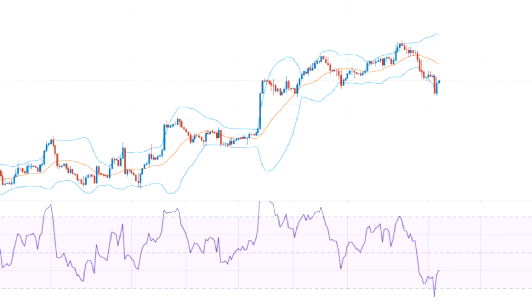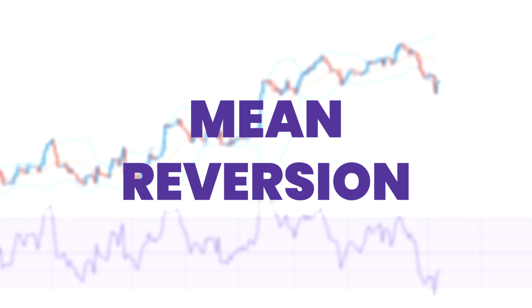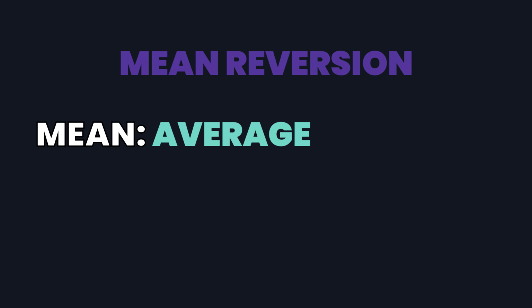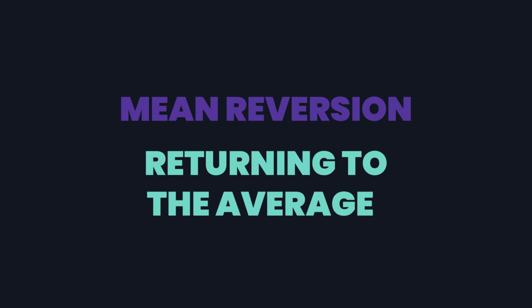So there are two different strategies you can choose from when using these indicators. Both of these strategies are built around the concept called mean reversion. What's mean reversion, you may ask? Well, mean refers to the word average, and the word reversion means returning to. So putting it simply, the phrase mean reversion just means returning to the average, which is exactly what we're going to be shooting for with this strategy.